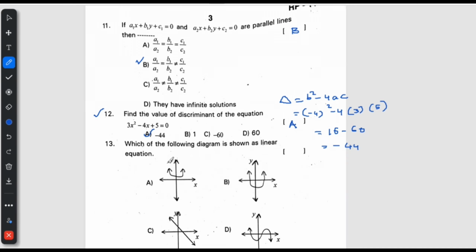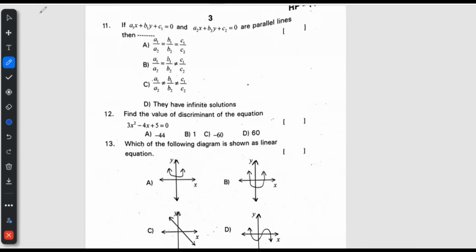Which of the following diagrams shows a linear equation? This is a parabola, this is also a parabola, this is a cubic polynomial. The degree is 3 because the curve crosses the x-axis 3 times, that is 3. This is a straight line because it crosses the x-axis only 1 time. That's why the linear equation is nothing but we can see the diagram as option C.